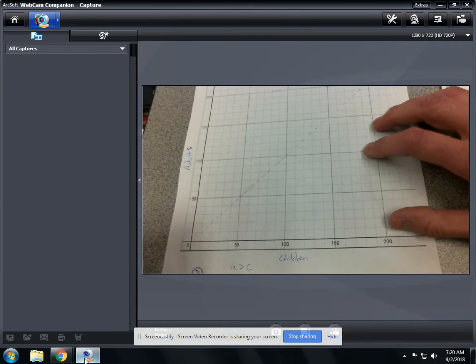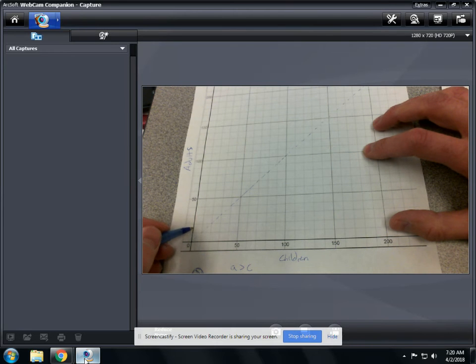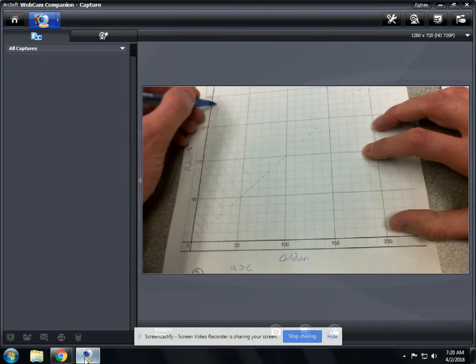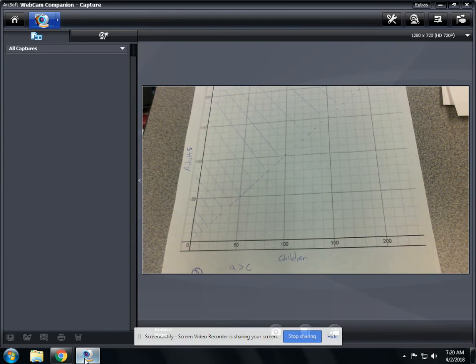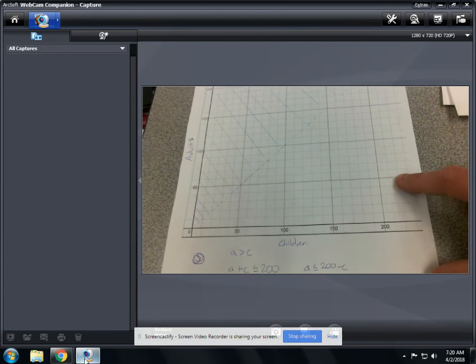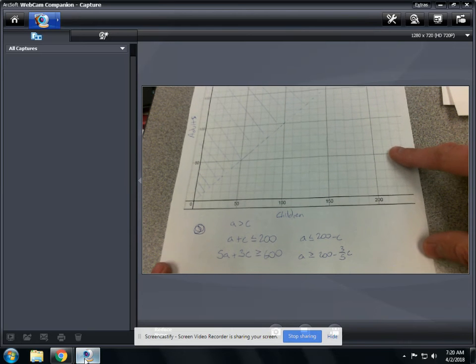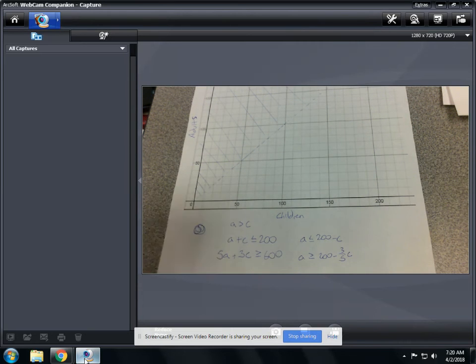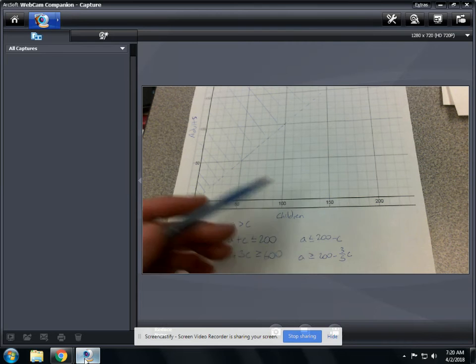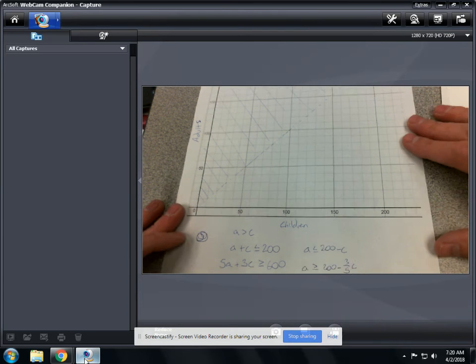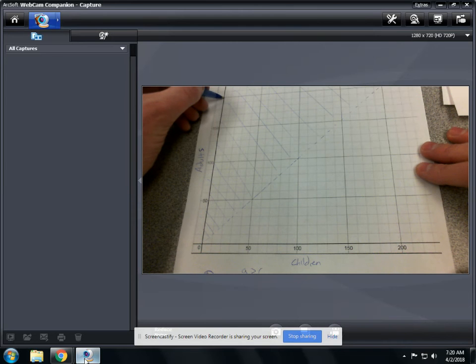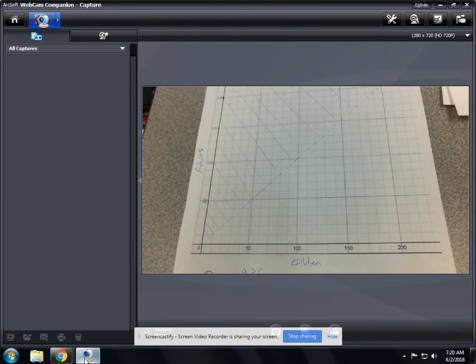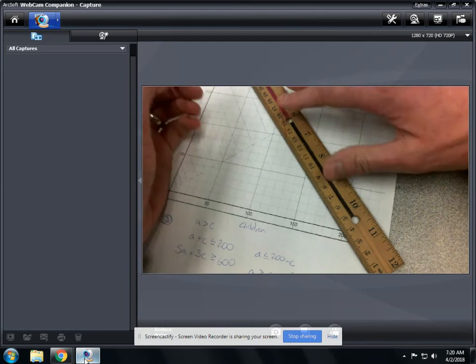So I'm going to go above the line because y is greater than c. There we go. All right, now I've got 200 minus c. So the y-intercept is 200. The slope is -1. So I've got my y-intercept of 200 here, and I have a slope of -1. So down 1 over 1.